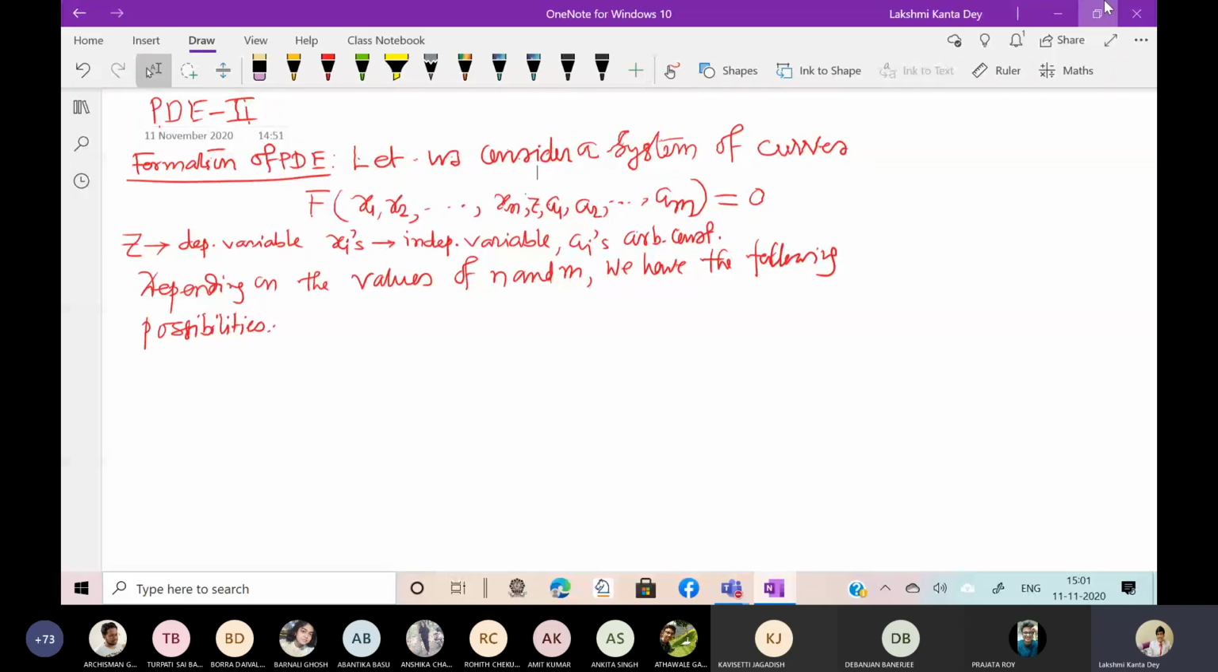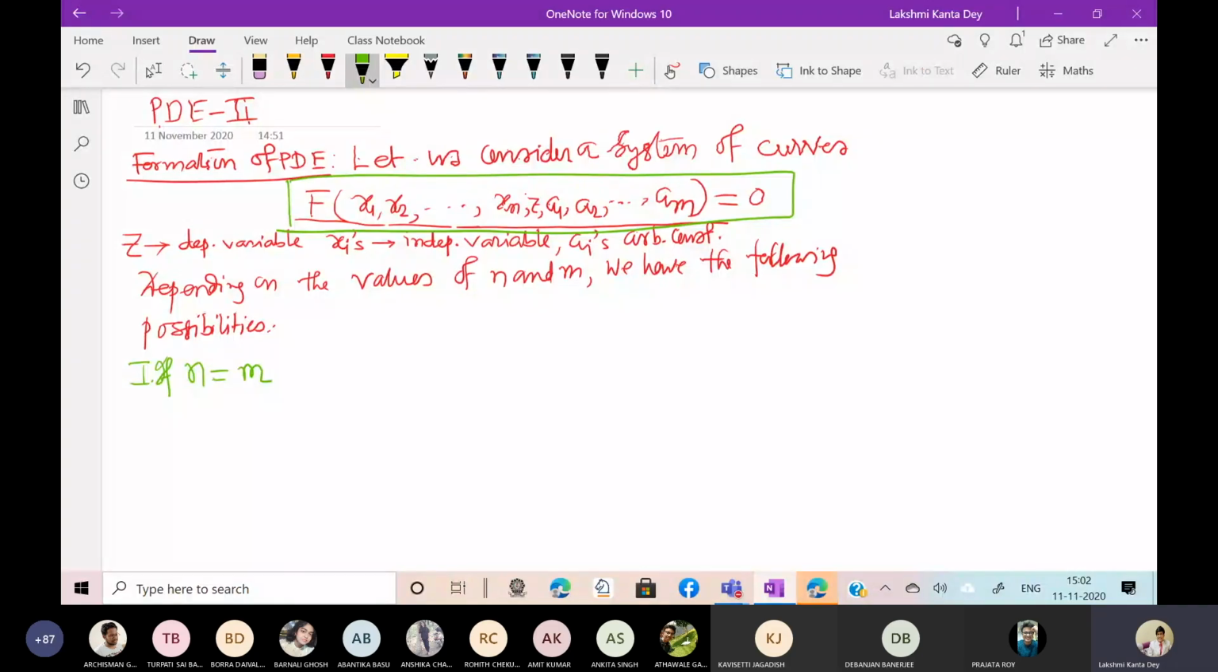Let us consider a system of curves given by the equation capital F of this. You can see there are how many independent variables? x1, x2 up to xn, n number of independent variables, z is dependent, and a1, a2 up to am are arbitrary constants. Depending on the values of n and m, we have the following possibilities. Number one possibility, n could be equal to m. Then what is our target?